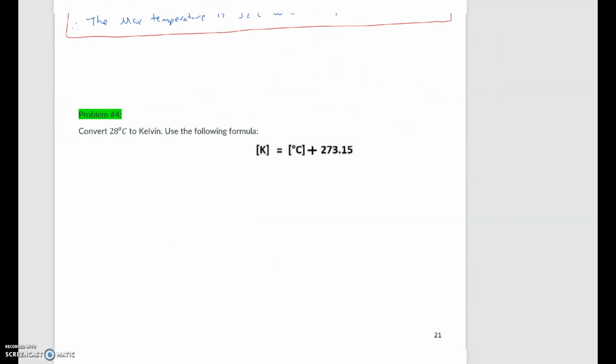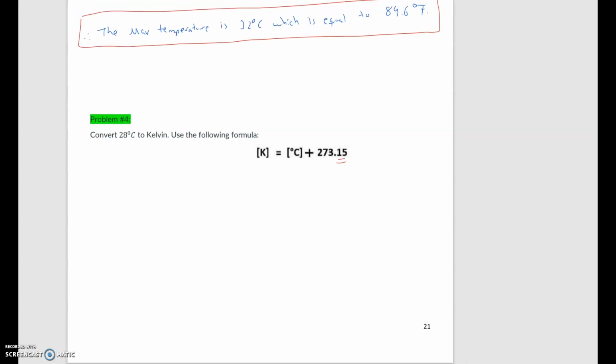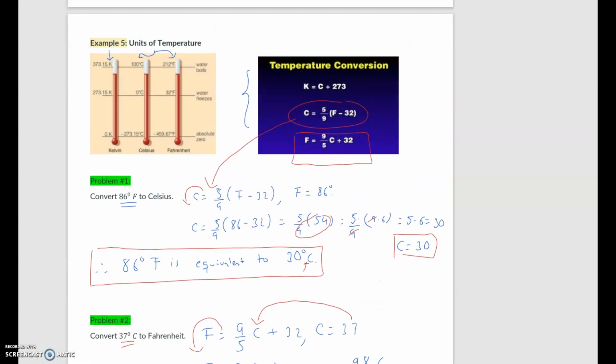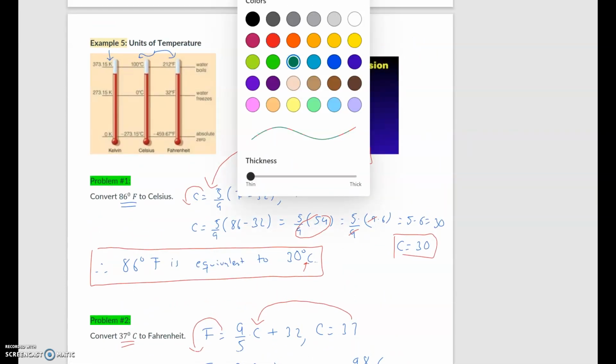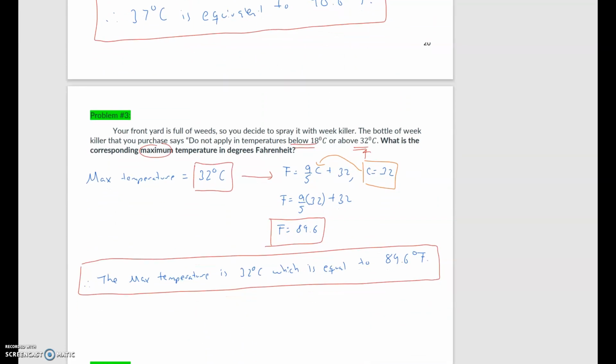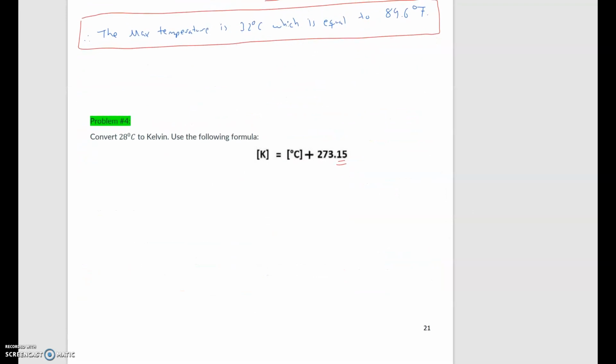Let's take a look at example 4. Now, here is a minor discrepancy with the formulas that we're using. All of these formulas are just estimators. And that means that there are other formulas that could be used. The one that's given by the author here is K equals C plus 273. And in terms of Kelvin, they're using 273 unless they want you to use a different value. So in this case, for example 4, you're using 273.15. And they want us to convert 28 degrees Celsius to Kelvin.